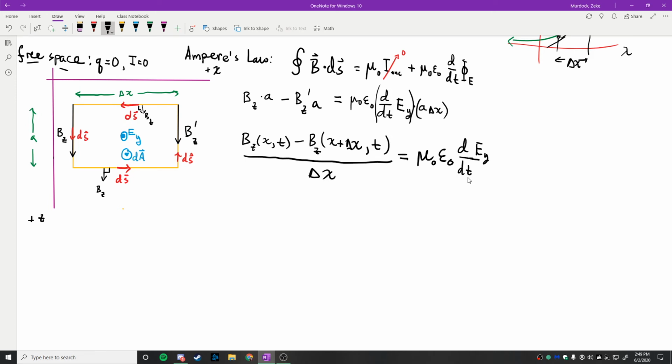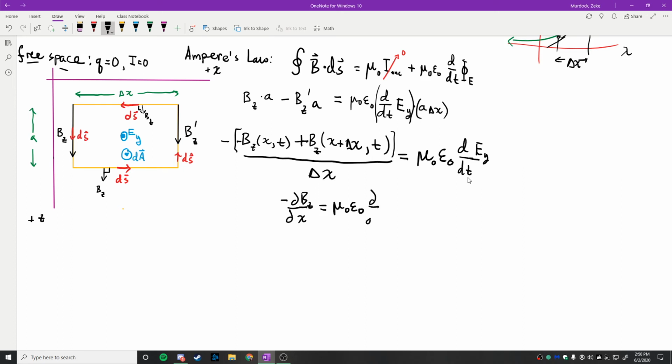On the left-hand side, we make the exact same statement we did before, but notice there's a negative sign here. If we pull a negative sign out of the left-hand side, it would look like negative, negative, and then a positive here. That doesn't change anything, right? So the whole left-hand side, if we take the limit as delta x approaches 0, is now going to end up being the negative of the partial derivative of Bz with respect to x is equal to mu naught epsilon naught, and then the time derivative.